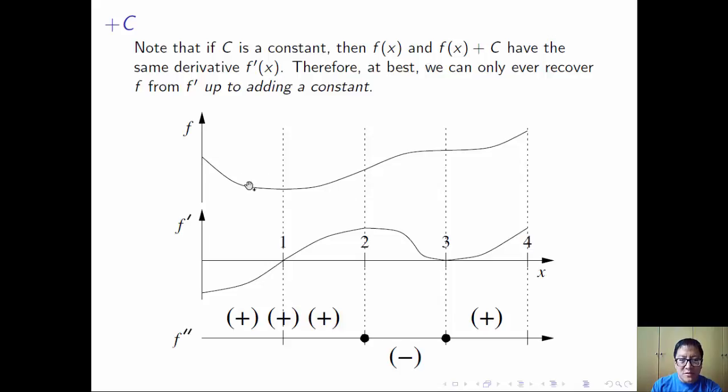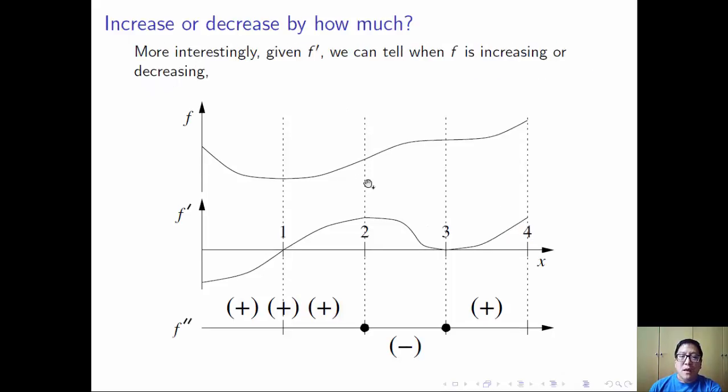Suppose I drew this f, and by some miracle, the slope at every point on this graph were equal to the f prime that we started out with. Well, if I take that same graph and move it up 26 units, the slopes are still the same, so you really can't get a full solution. You can only get a solution up to adding a constant. The more interesting problem is that given f prime, so far, we can tell when f is increasing or decreasing. Remember, f prime positive means f is increasing, and f prime negative means f is decreasing. But we can't yet tell how much.